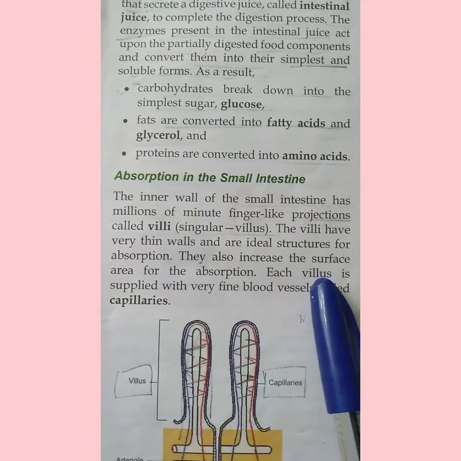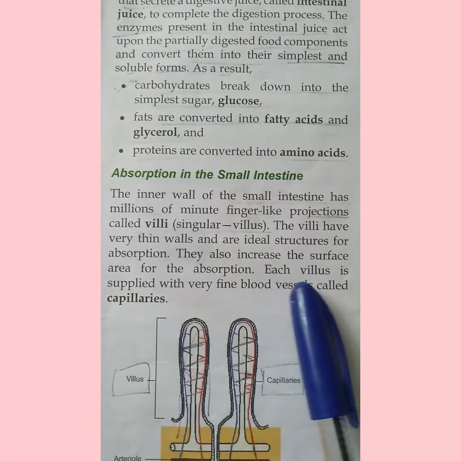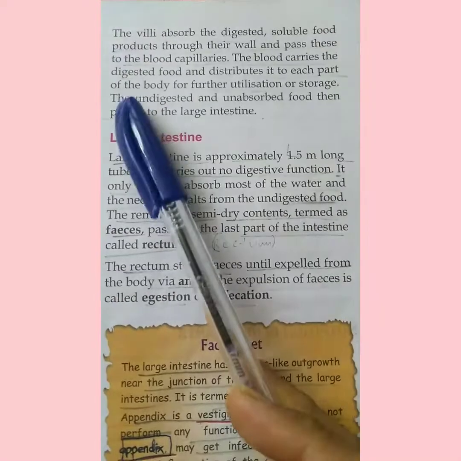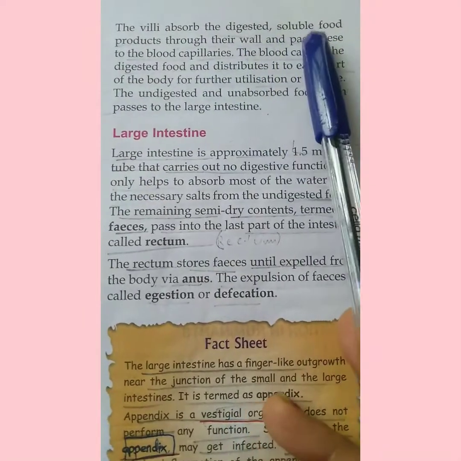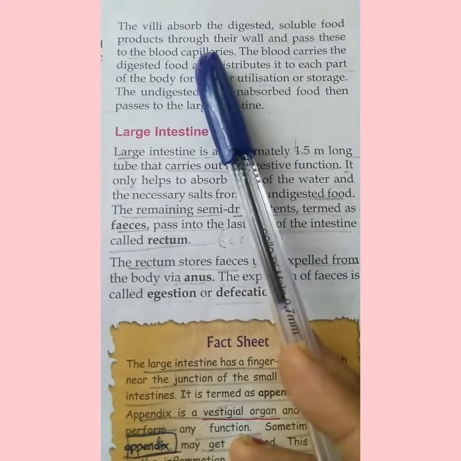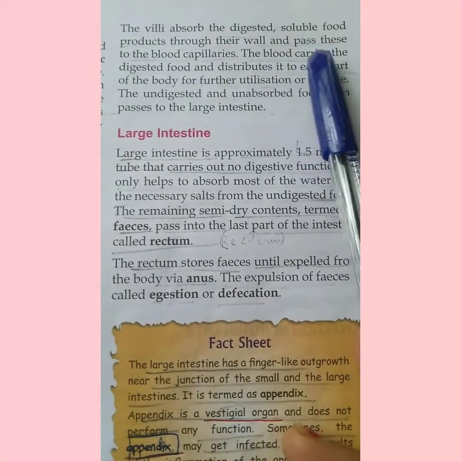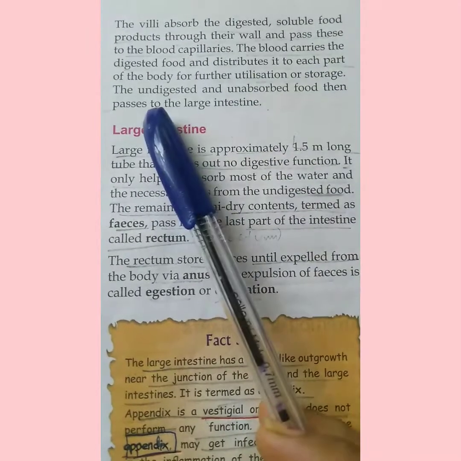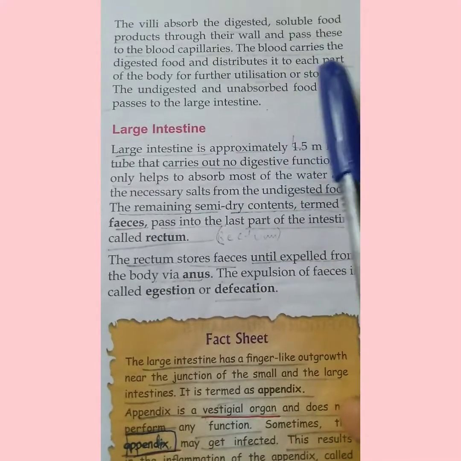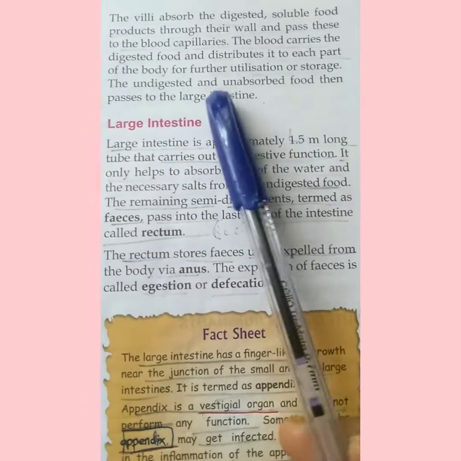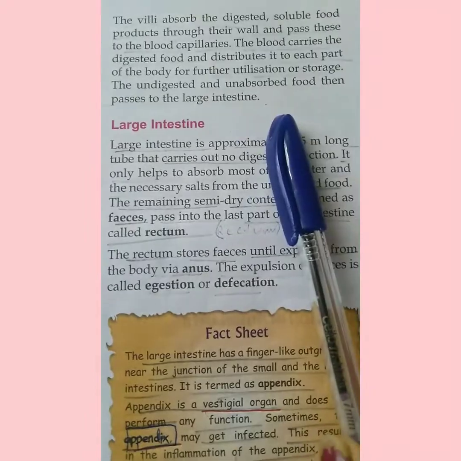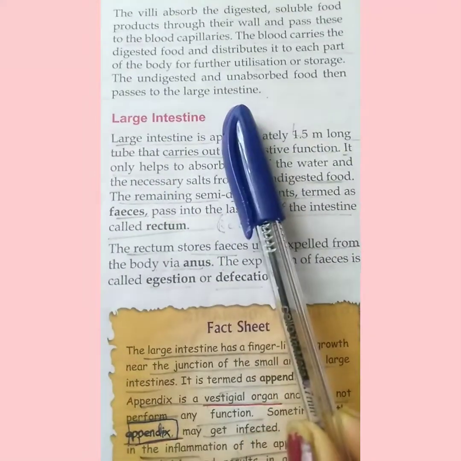Each villus is supplied with very fine blood vessels called capillaries. The villi absorb the digested soluble food products through their wall and pass these to the blood capillaries. The blood carries the digested food and distributes it to each part of the body for further utilization or storage. The undigested food is passed to the large intestine.